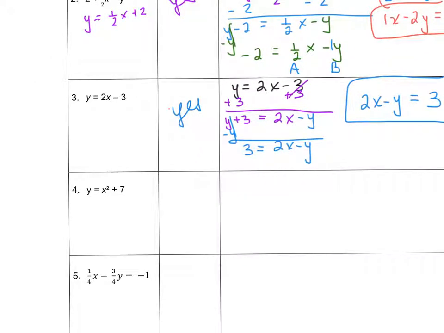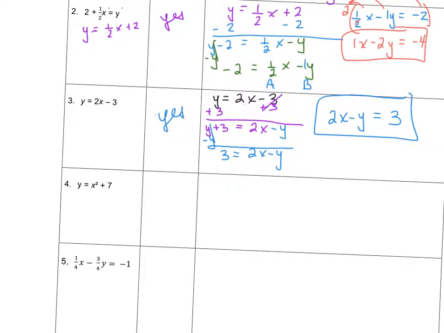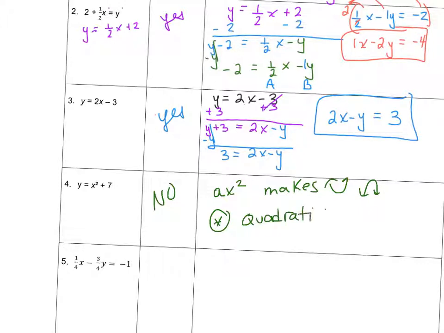Number 4, notice that you have a power of 2. So hopefully you all remember power of 2 makes a U, not a line. So this is what we call quadratic. This is a quadratic, not linear, because power of 2 makes a U. More properly, it would be, this is a quadratic, not linear. So you can't transform it into standard form because it's not linear.